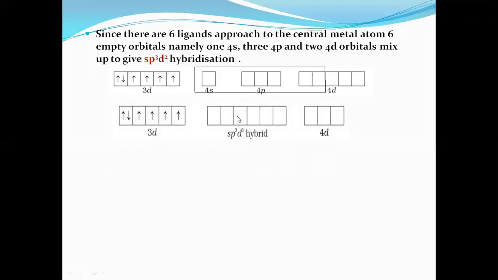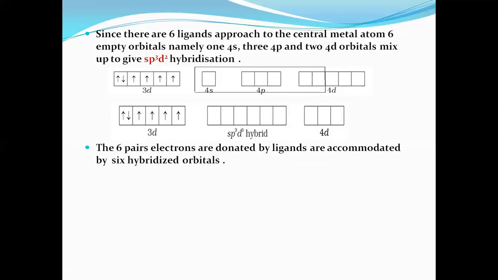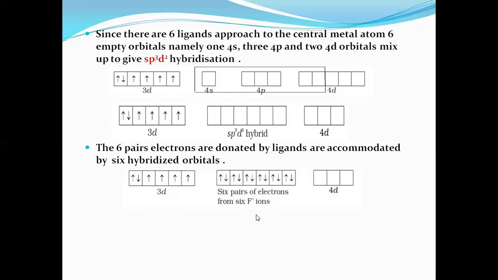Hence, it undergoes sp3d2 hybridization. Here d3 is written; it is not d3, it should be d2. Hence, it undergoes sp3d2 hybridization. Since there are 6 ligands, they donate 6 pairs of electrons. Each pair of electrons is accommodated by the 6 hybridized orbitals.